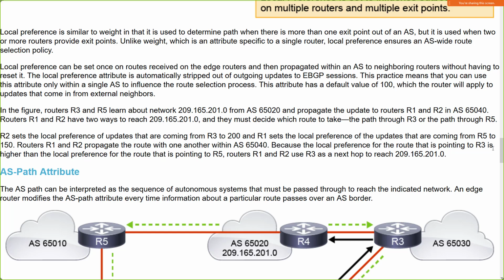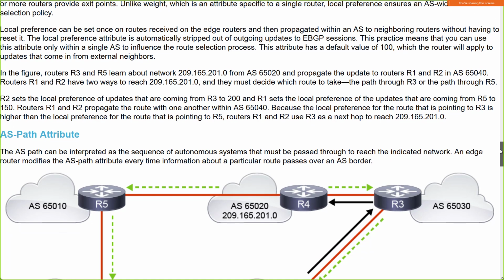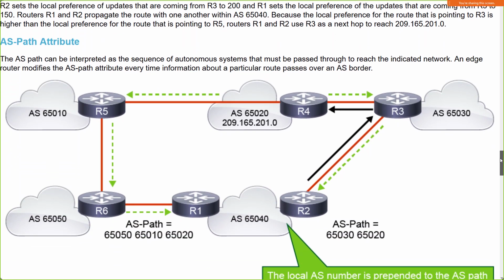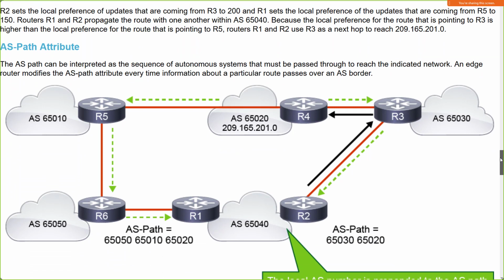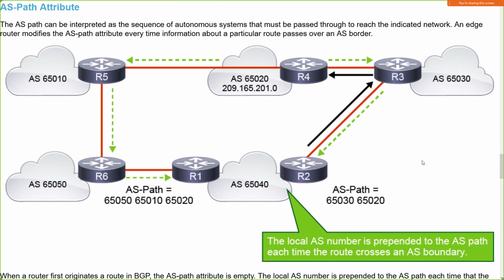And then once it's set, by the way, because it is a well-known attribute, it's going to be propagated to the rest of the peers. AS Path, probably one of the simplest attributes to understand. If it's 3 ASs to get to the prefix through one way, and it's 2 ASs to get to the prefix the other way, I'm going to choose the path with 2 ASs. So that's a pretty simple attribute to understand.